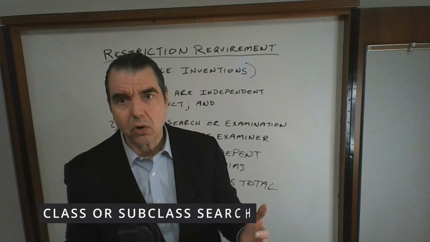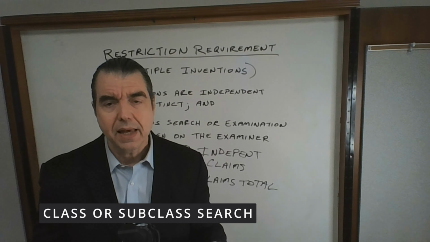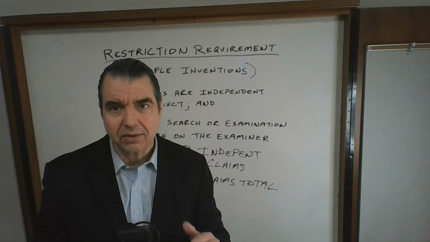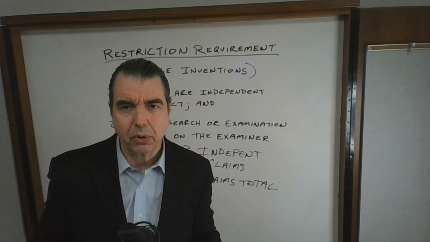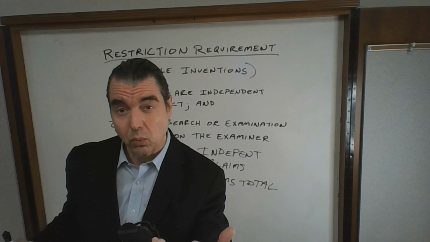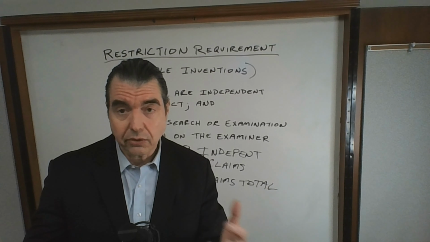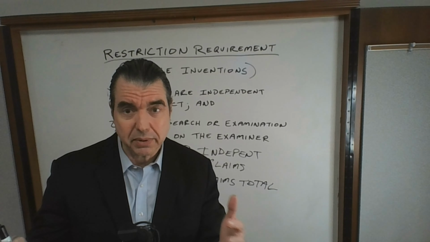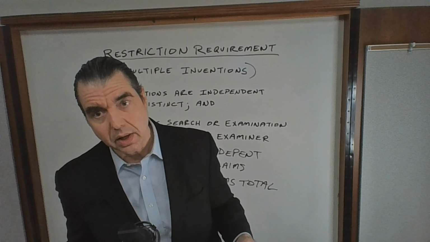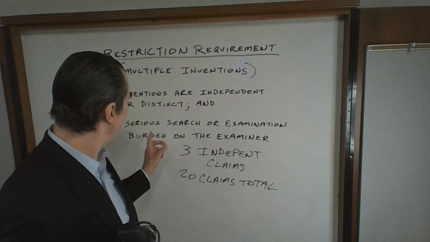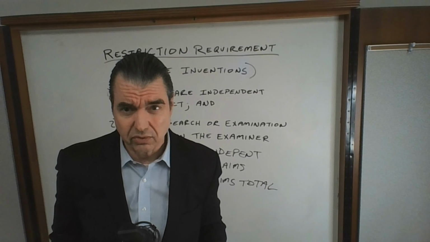So the USPTO divides technology areas into different classes and subclasses. And those classes and subclasses are what the examiner uses to perform the search on your claims to look for prior art. If one invention is found to be in one class and another invention in a totally different class, or other subclasses that may not necessarily be related to each other, that would be enough, more likely than not, to constitute that unreasonable or serious search burden on the examiner so that the examiner could impose this restriction requirement.